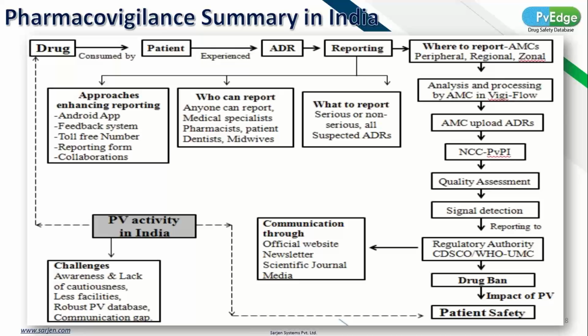Whichever signal analysis data NCC and PvPI get at their level, they are obliged to report the same data to the regulatory authority, that is the Central Drug Standard Control Organization and the WHO UMC. So it is a complete cycle, you can say, starting from drug consumption till the actual reporting to the regulatory authority. Communication of that signal analysis data or the benefit-risk assessment data could be done via various ways like official websites, newsletters, scientific journals and media.